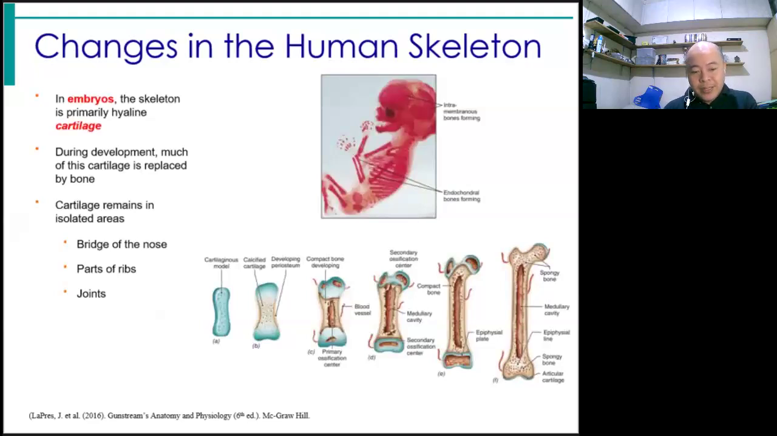Changes in the human skeleton basically from embryo, which when we start, the bones start as hyaline cartilage. And then as we develop, the cartilage is replaced by bone. There are some parts of the body, although, that are retained as cartilage. So for example, we have the bridge of the nose and parts of the ribs and joints.